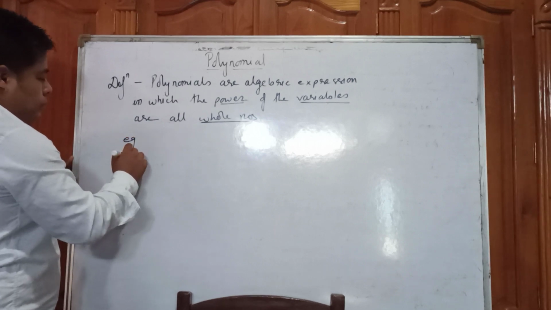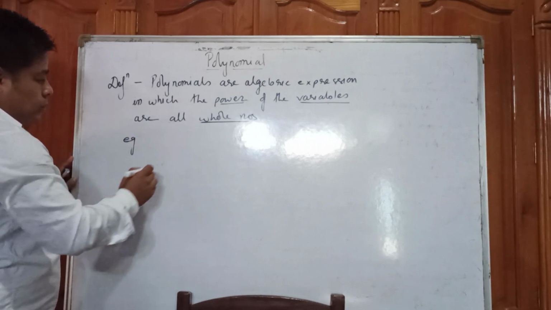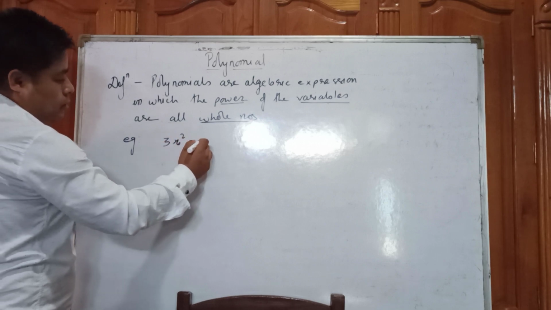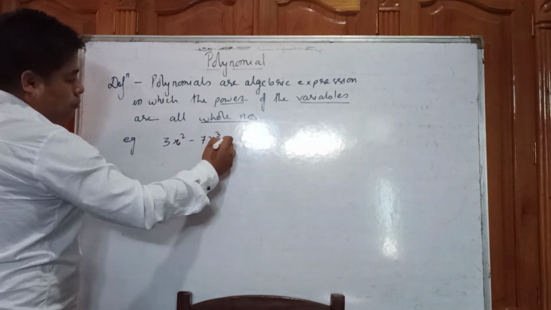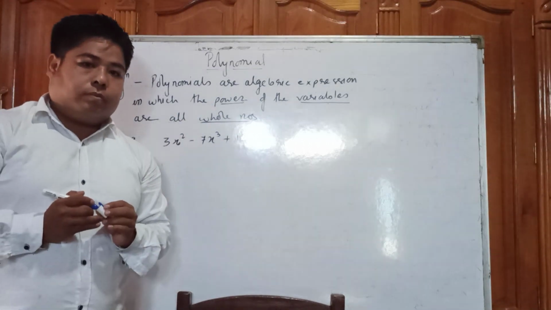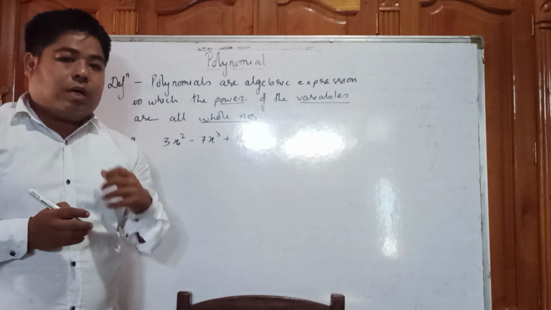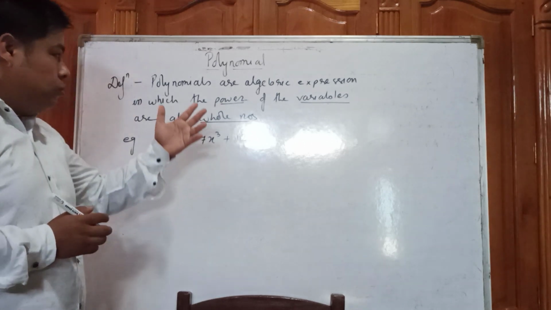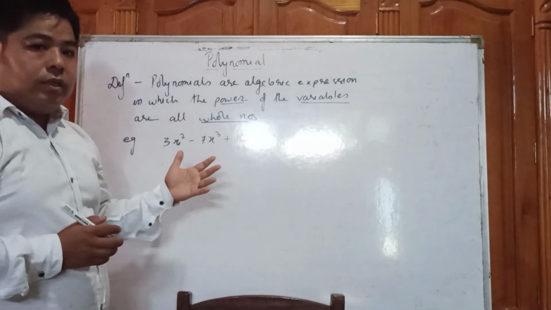Let's give an example. Let's say 3x square minus 7x cubed plus 12. This is an algebraic expression. Now we have to check whether it is a polynomial or not. According to the definition, what does it say?